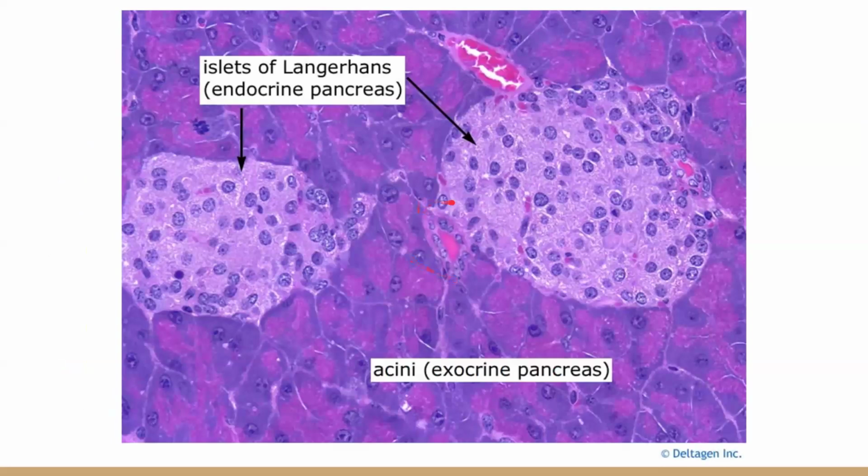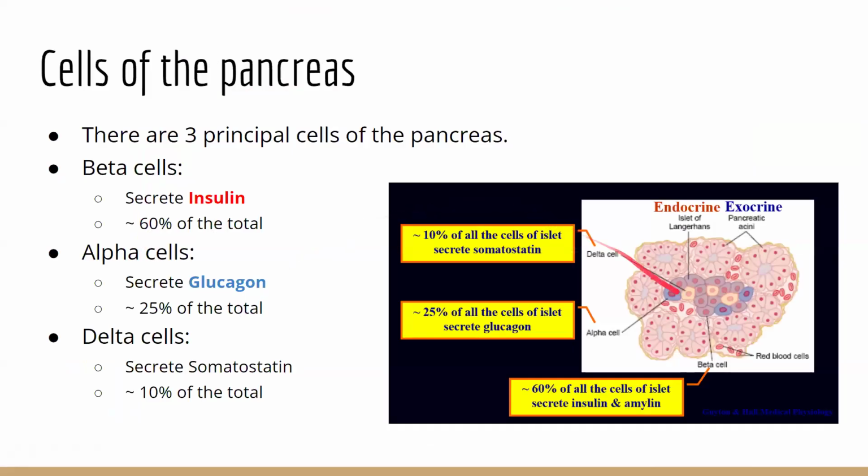So this is a histological picture. This shows you the acini and the islets of Langerhans. Islets are basically like islands, surrounded by the acini. So this is like the water, and this is the land. In the middle, you have the beta cells, and surrounding them, you have alpha cells. Those are two of the three main principal cells that you need to know.